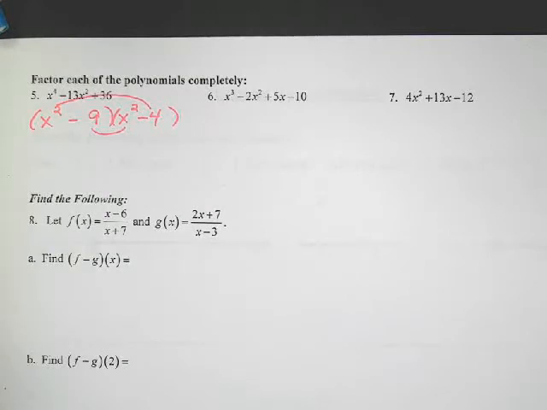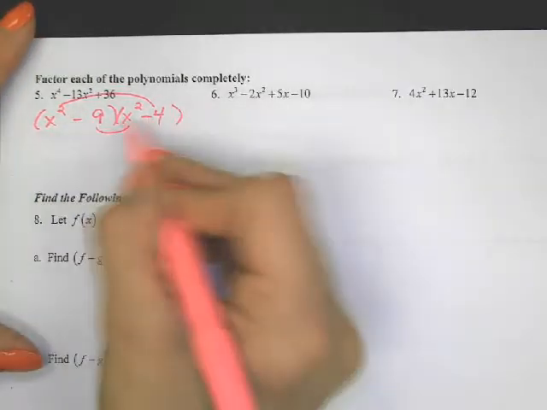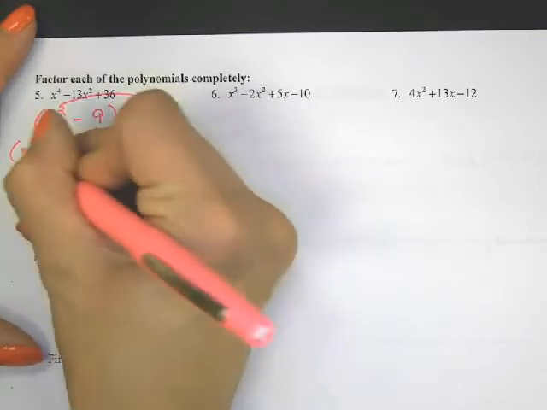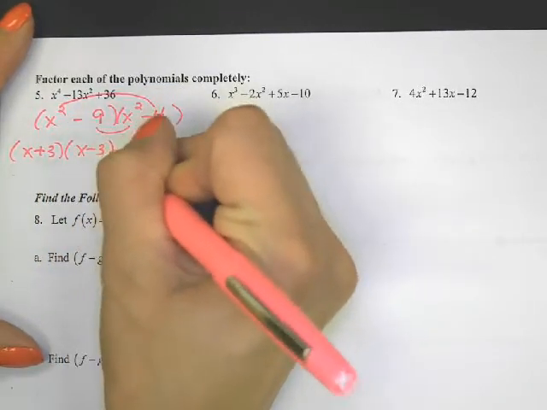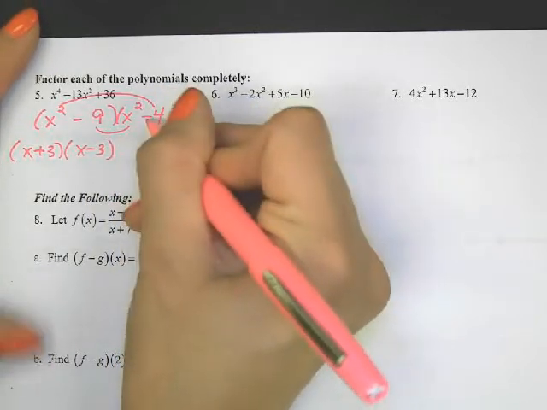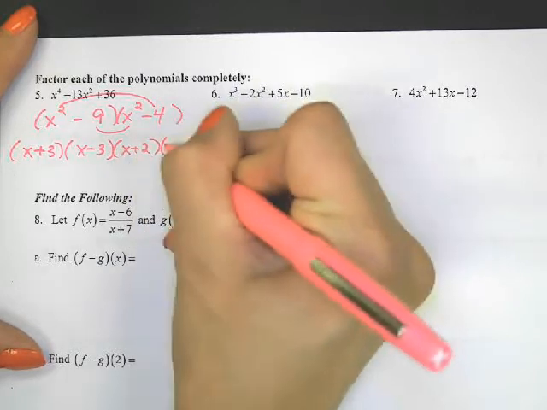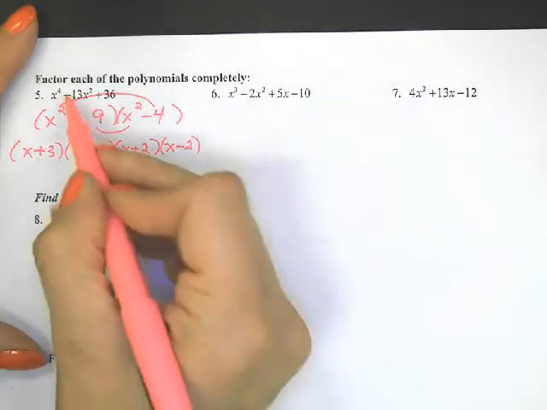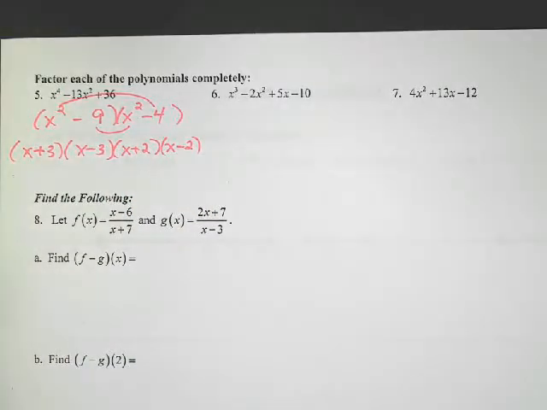Okay, but that is not completely factored. This is a difference of squares, as is that. So the final answer is x plus 3 times x minus 3. Let's write some more. I can either bring that down or factor him further. x plus 2, x minus 2. When this is a 4th power, you should have 4 x's.